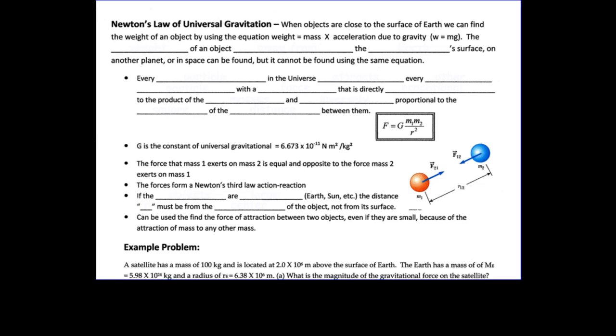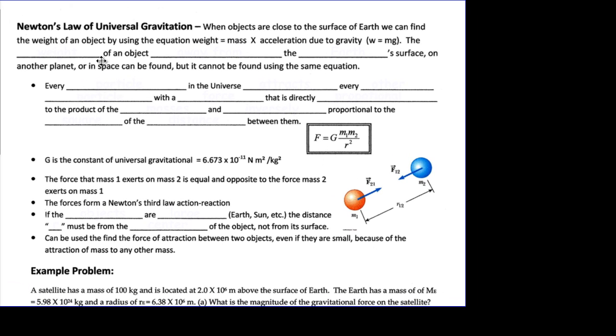The notes that we're going over here are to follow up with our last chapter, Unit 4, which were forces. So starting off with Newton's law of universal gravitation. If you read along, when objects are close to the surface of the Earth, we can find the weight of an object by using the equation weight equals mass times acceleration. And that's what we were doing. We were taking the mass of something in kilograms, multiplying it by the acceleration of gravity, and that would give us the weight or the force of gravity acting on that object in newtons.